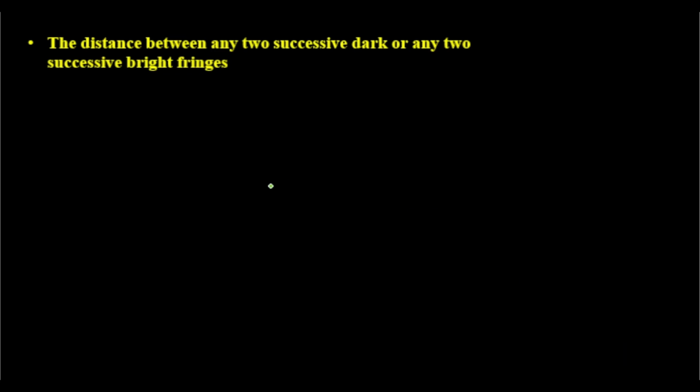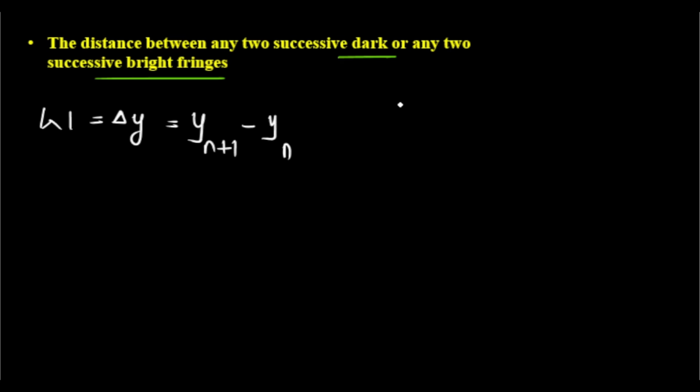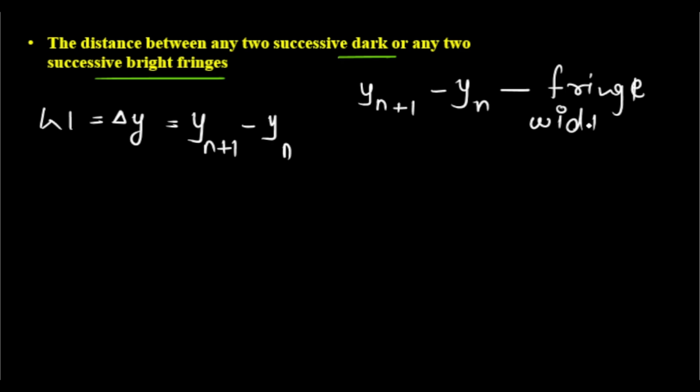Now we have the distance between any two successive dark or any two successive bright fringes. So let us know about that as well. What is the fringe width? W is equal to change in y, which is y n plus 1 minus y n. This is called fringe width. So now W is equal to lambda into D divided by d.